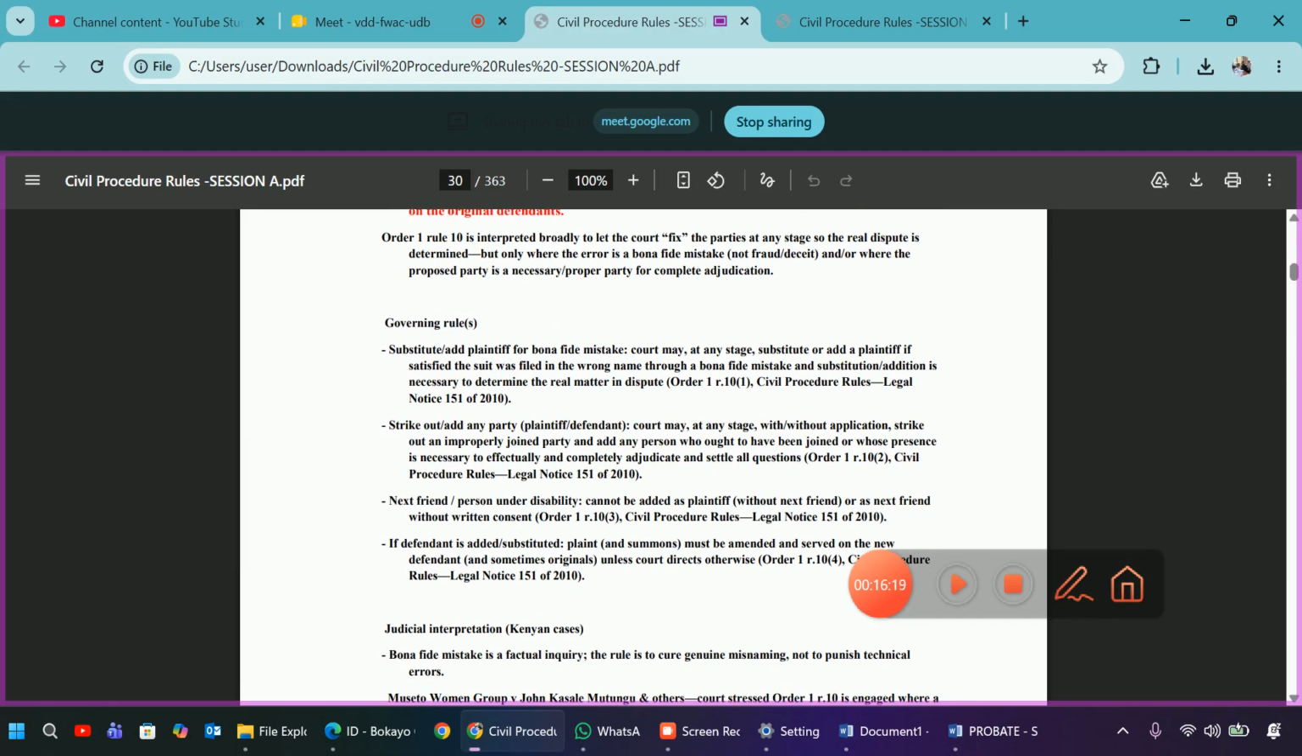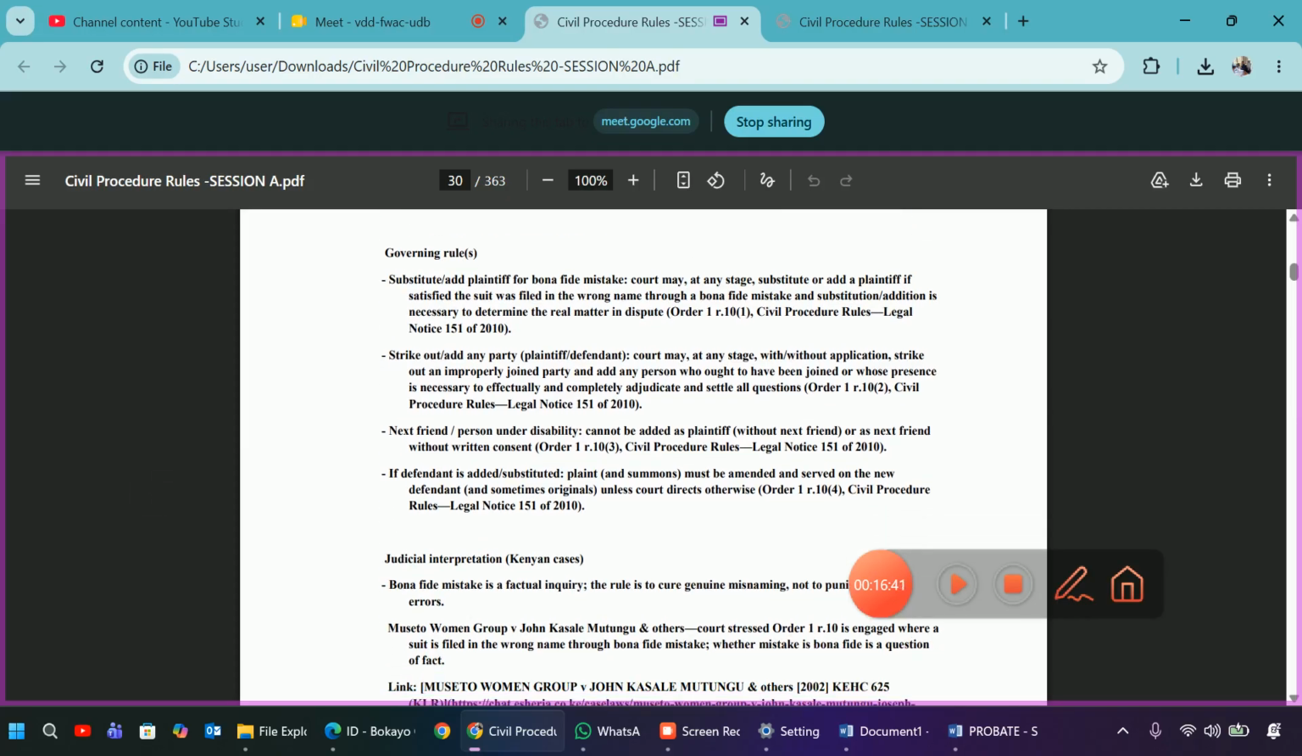So one key takeaway is to substitute or add a plaintiff for a bona fide mistake. Courts may at any stage substitute or add a plaintiff if satisfied the suit was filed in the wrong name through a bona fide mistake, and the substitution or addition is necessary to determine the real matter in dispute. This is pursuant to Rule 10.